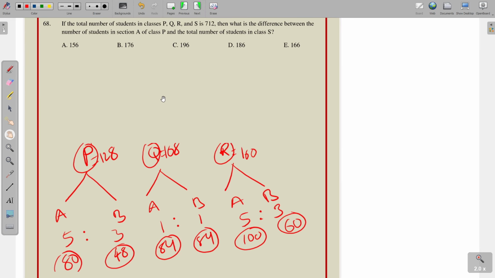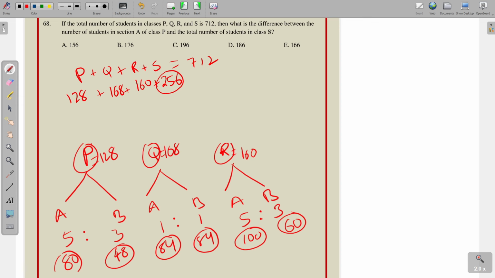Next question, if the total number of students in class P plus Q plus R plus S is 712, in that the total of P is 128 and total of Q is 168 and the total of R is 160. Now, the sum of these two is 328, and 428, 456. In that 456, remaining are 256. This is the strength of S.